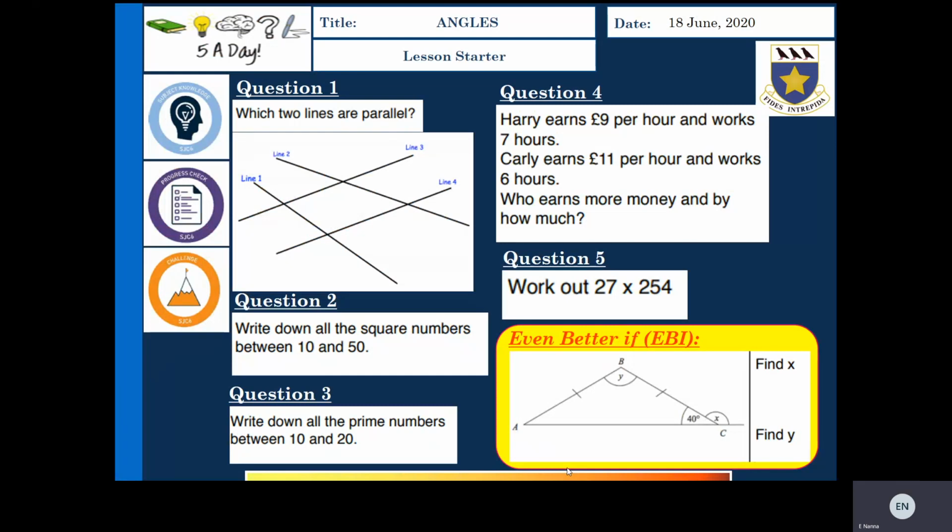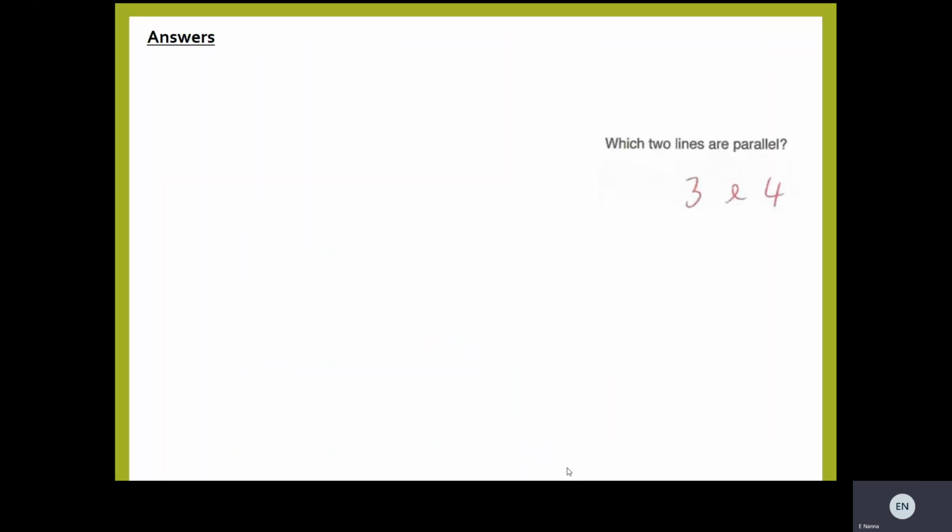Okay, well done. I think we can now start to make an attempt on answering the questions together. So the first question says, which two lines are parallel? So you need to remember what the keyword parallel actually means. When two lines are parallel, you're basically saying that there are two lines that never meet. So what two lines are parallel? You would find out that will be line 3 and line 4.